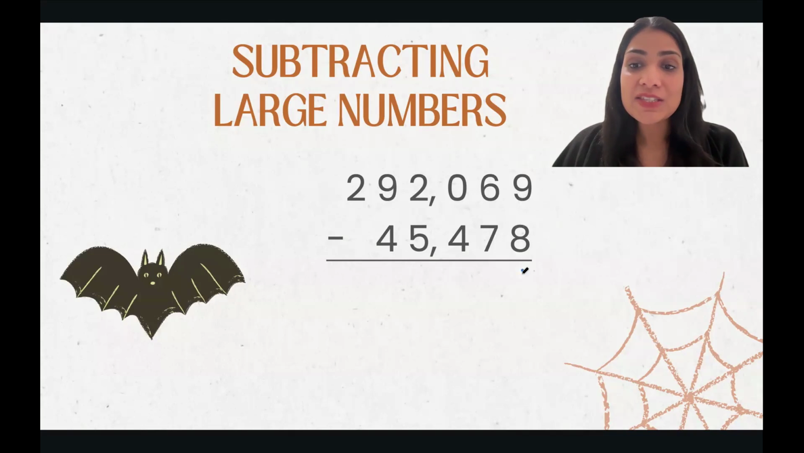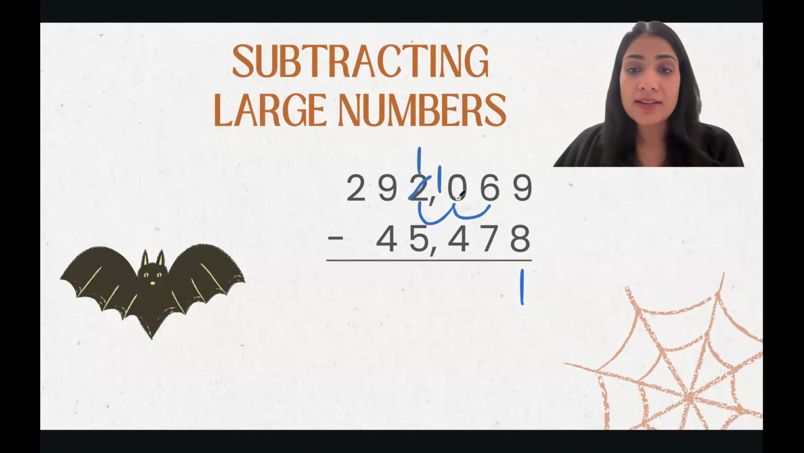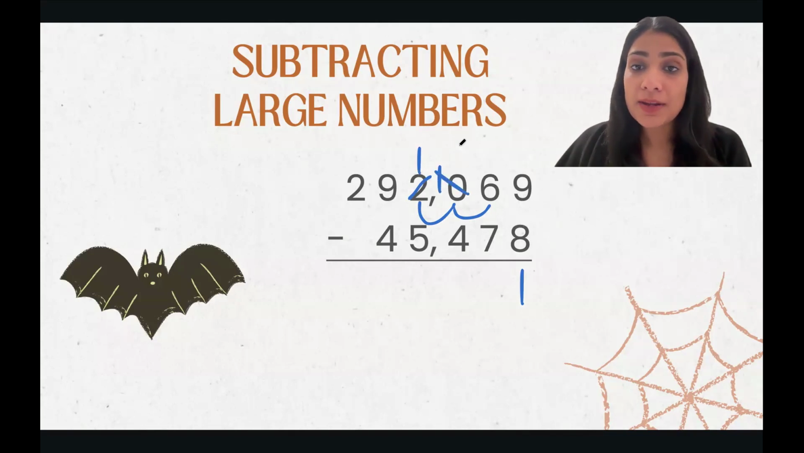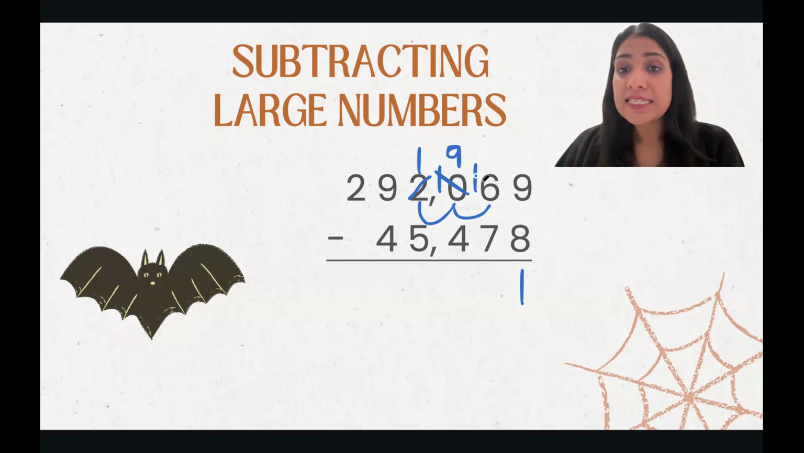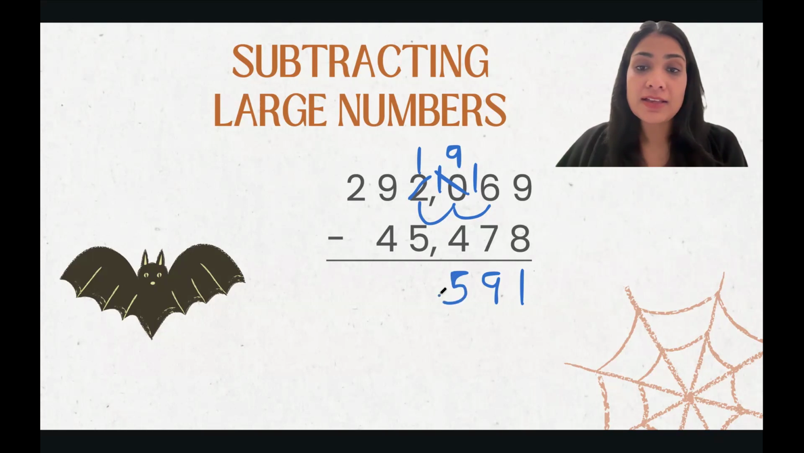9 minus 8 is 1. 6 minus 7, not possible. So 0, 0 does not have enough. 2, 2 becomes 1. This becomes 10. 10 is enough now. It becomes 9 and gives it to the 1 2 tens. 16 minus 7 is 9. 9 minus 4 is 5.